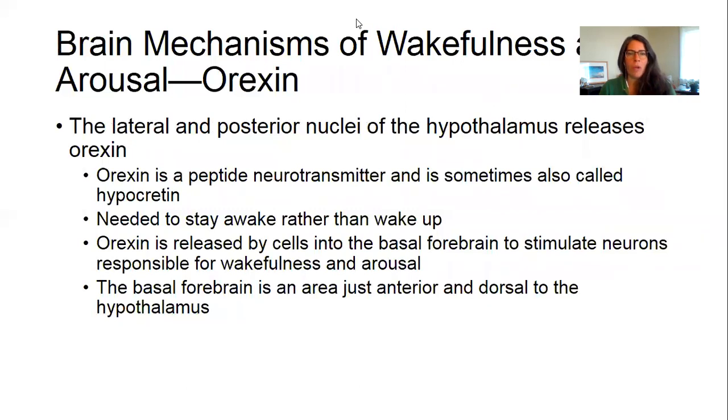Okay, orexin. It's a peptide neurotransmitter and is sometimes called hypocretin. It's released by the lateral and posterior nuclei of the hypothalamus. It's needed to stay awake rather than to wake out of a sleeping state. Orexin is released by cells into the basal forebrain to stimulate neurons responsible for wakefulness and arousal. And the basal forebrain is an area just anterior and dorsal to the hypothalamus. So just remember your directions here.